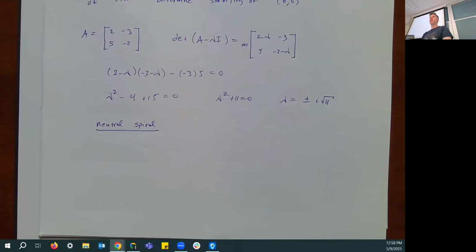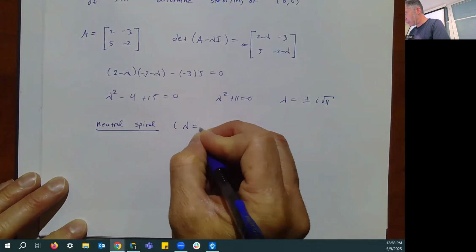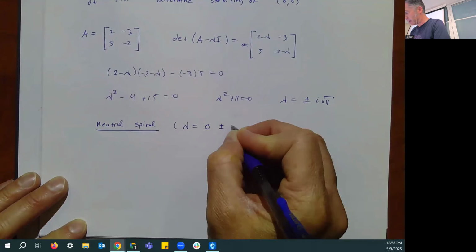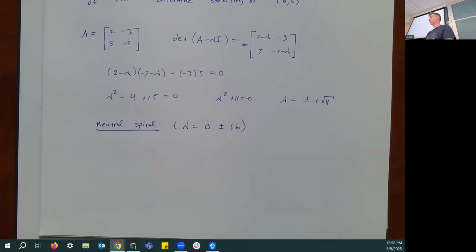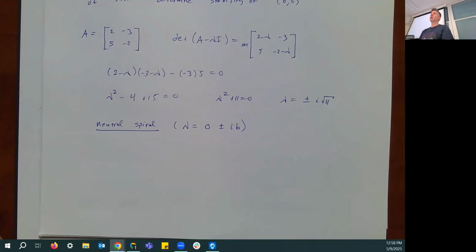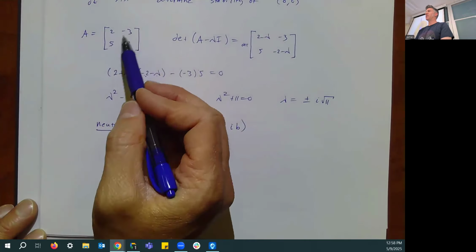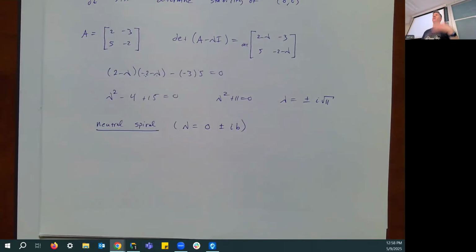But then I would like to know which direction it is turning, right? And again, neutral spiral, my lambda is equal to 0 plus or minus some imaginary part. The real part's 0. How do we find the direction? Well, there is a way to look at your matrix once you know it's a spiral. There's a way to look at either the top right corner or the lower left corner, and based on the sign, it tells you which direction it is. And I never remember which one it is.